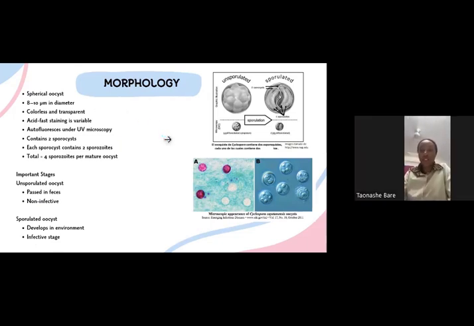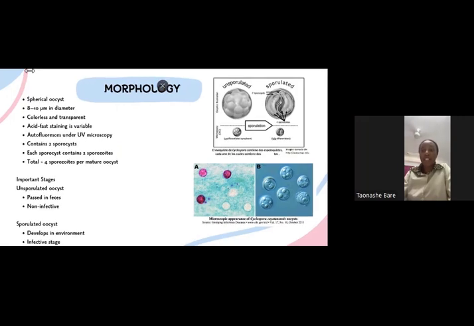Next, we'll explore its morphology. Basically, its oocyst is a spherical structure measuring 8 to 10 micrometers, which makes it difficult to detect without specific techniques. It exhibits variable acid-fast staining, where some oocysts stain while others do not. Under UV microscopy, the oocysts autofluoresce, which aids in identification.